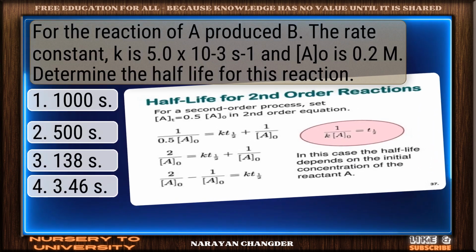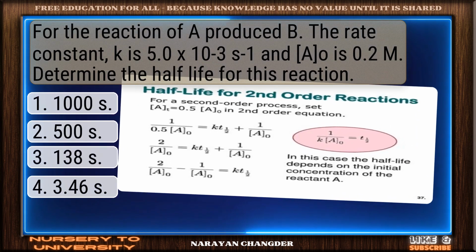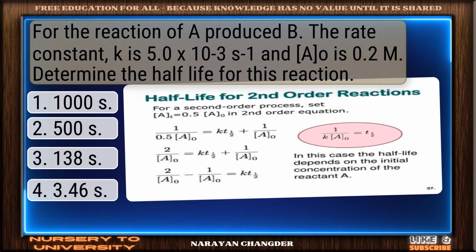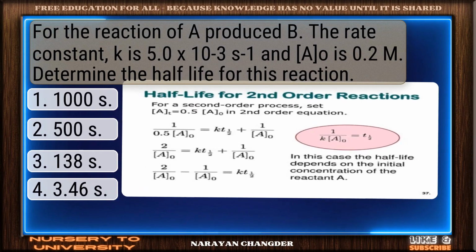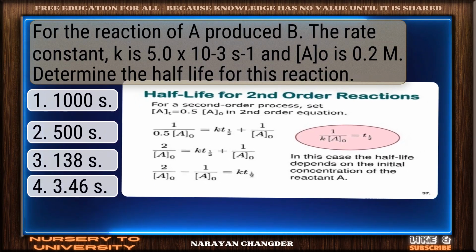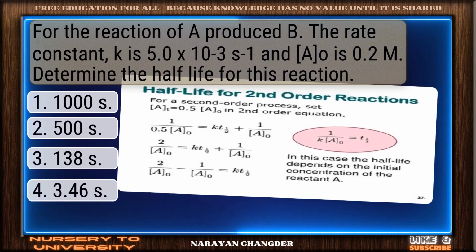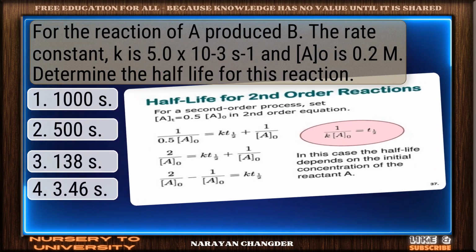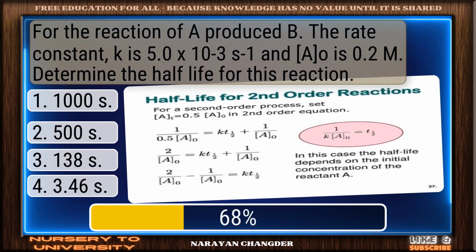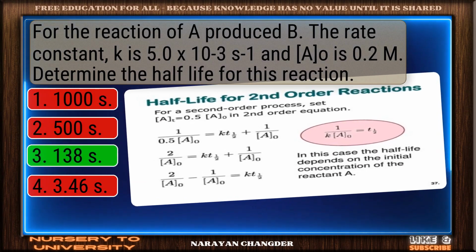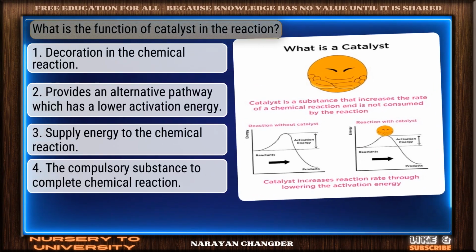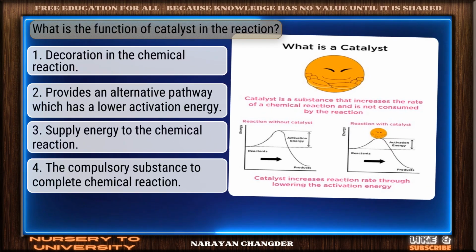For the reaction A produces B, the rate constant k is 5.1×10^-3 and [A]0 is 0.2 M. Determine the half-life for this reaction. Option 1, 1000 s. Option 2, 500 s. Option 3, 138 s. Option 4, 3.46 s. Well done, 138 s.